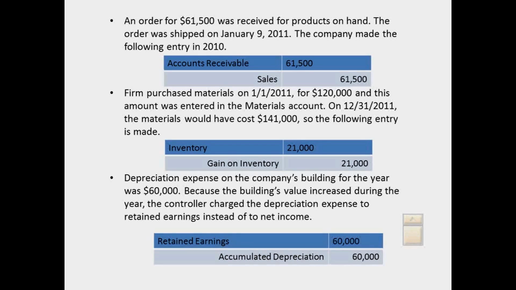Okay, a firm purchased some materials for $120,000. The amount was entered into the materials account on 12/31/2011. The materials would have cost $141, think hamburger example. So they record an increase in the value of the inventory and a gain. Can you do that? Why not? Okay, so historical cost. Why historical cost? Okay, it costs you $120. Why, in this case, are we recording $120 rather than $141?